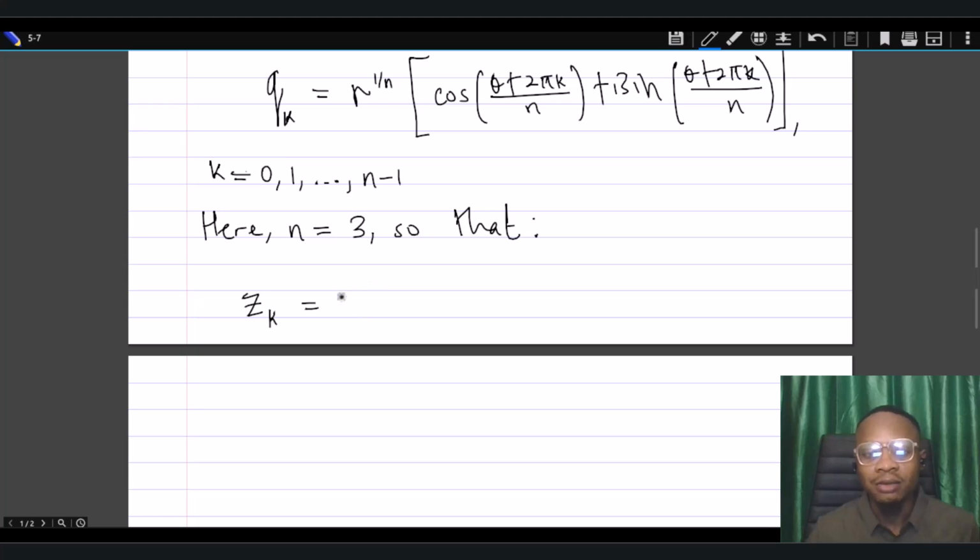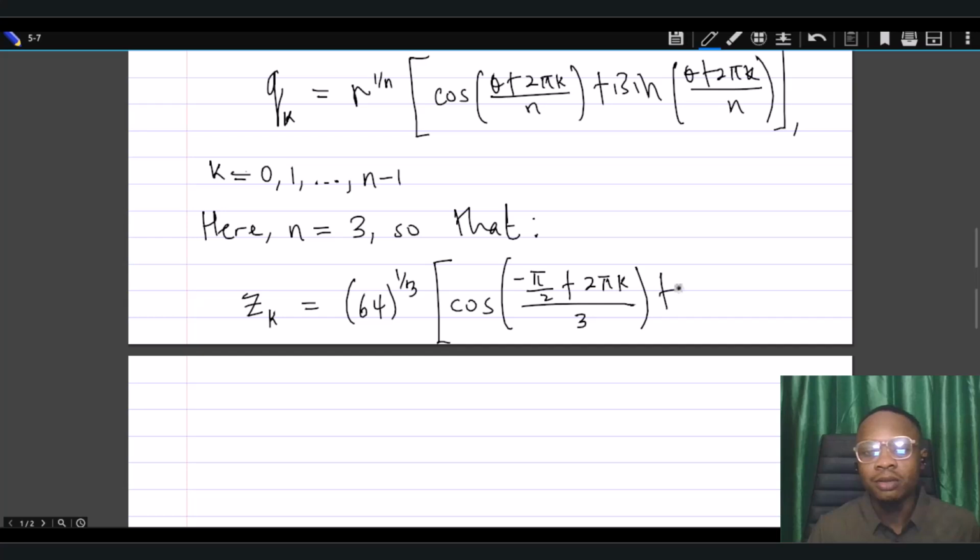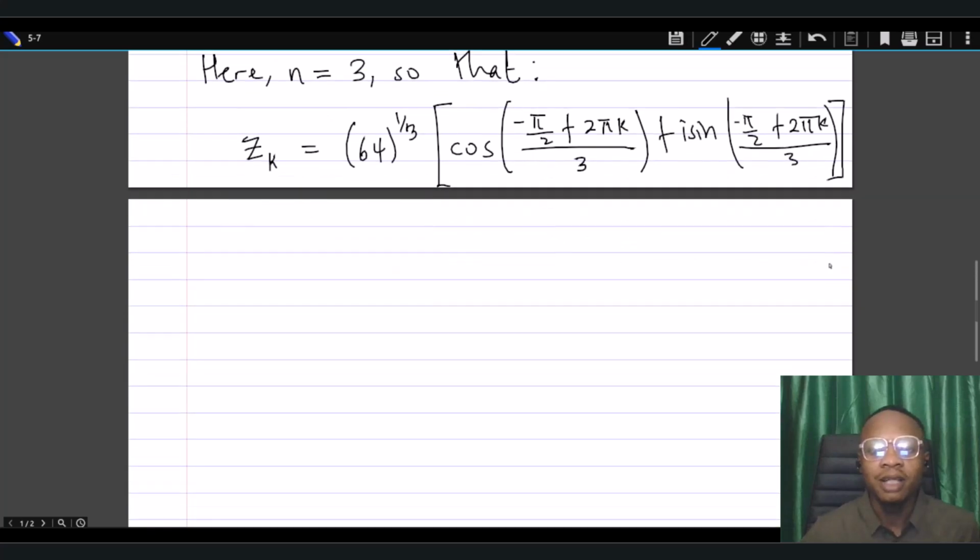And this is going to be r, which is 64, to the power of 1 over n, which is 3, then into the cosine of theta. Theta is minus pi over 2 plus 2 pi k, and this is divided by 3, then plus I sine of minus pi over 2 plus 2 pi k divided by 3. So we have all of these put together here.